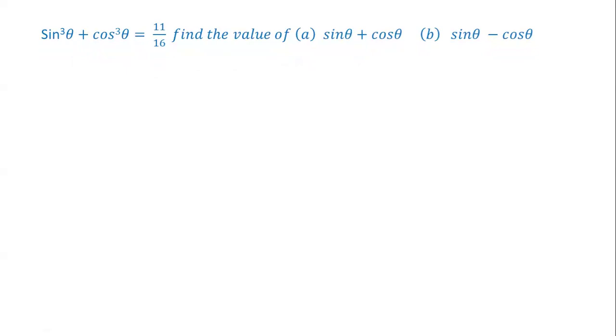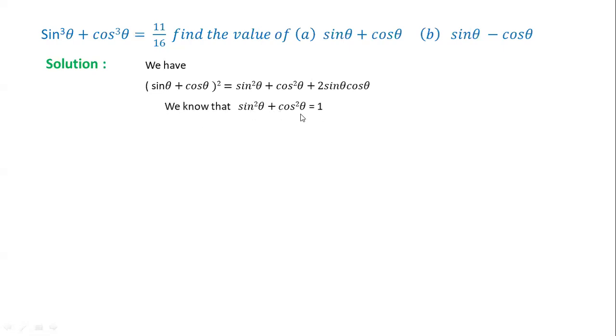So this is the question. Now let's start with the solution. We have (sin theta plus cos theta) whole squared is equal to sin squared theta plus cos squared theta plus 2 sin theta cos theta. Now, sin squared theta plus cos squared theta is 1, we know that. And let's substitute sin theta plus cos theta as x and sin theta cos theta as p.